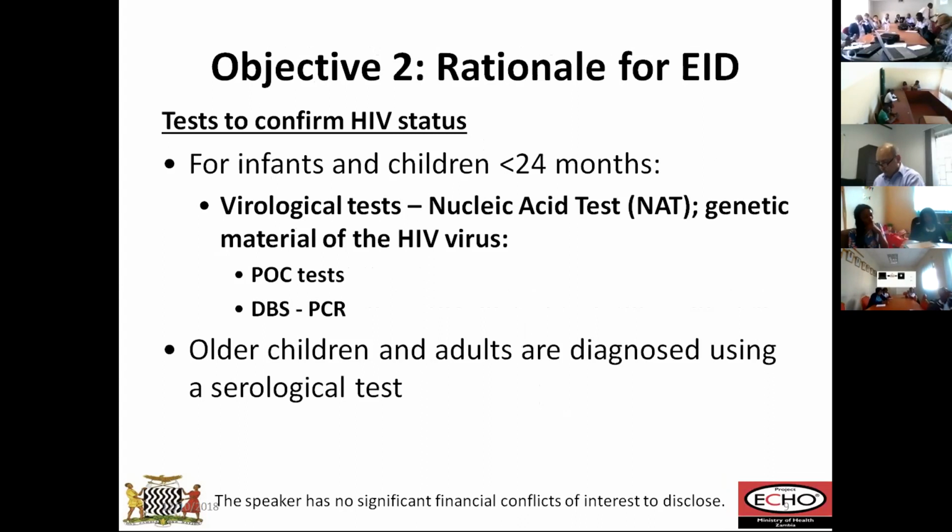So the tests that you need to do to confirm HIV status for a child who is less than 24 months of age or infants are based on biological tests. So these are nucleic acid tests, where we're actually testing for the genetic material of the HIV virus. Now we have point of care tests, which may be available in some of the sites that you are working from. But what is standard is the DBS, dried blood spots that we collect and send for testing at a central lab where PCR is done to identify HIV infection in infants. So this is something that we are going to look at later on in the presentation as well.